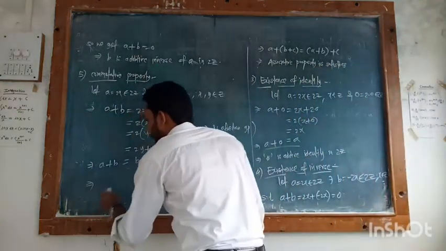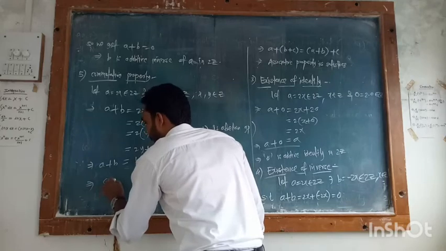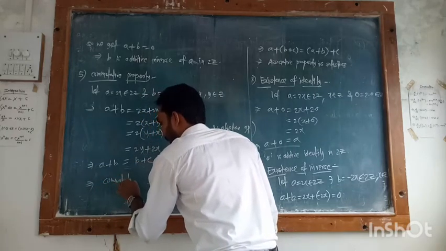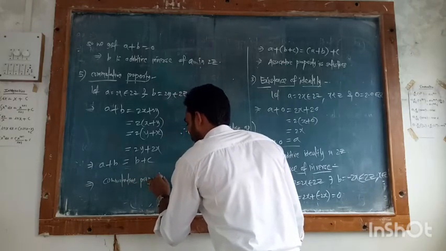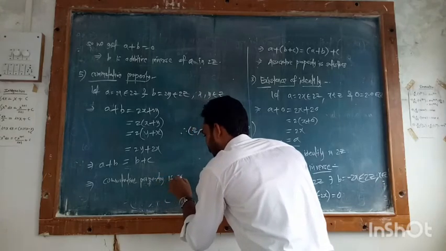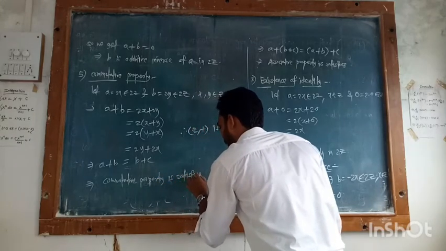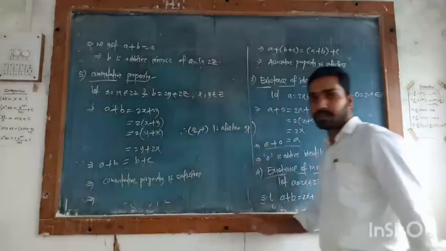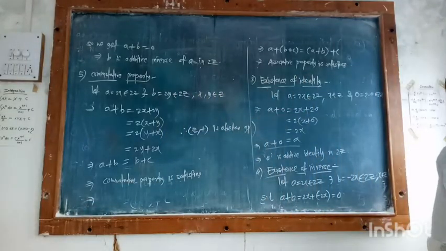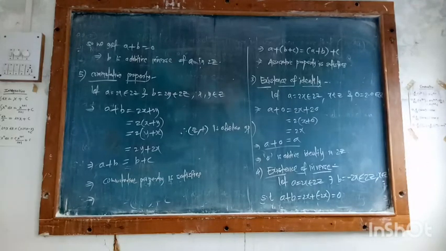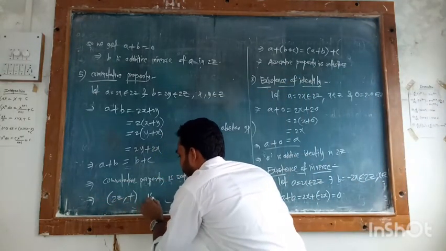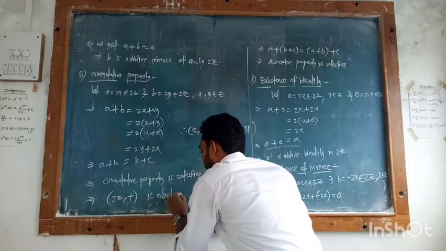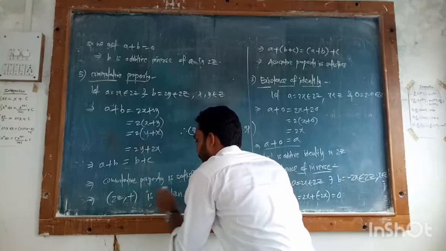Therefore commutative property is satisfied. Therefore, all these 5 properties, that is closure property, associative property, existence of identity, existence of inverse, and commutative property are satisfied. Therefore, set of even integers with binary operation addition is an abelian group.